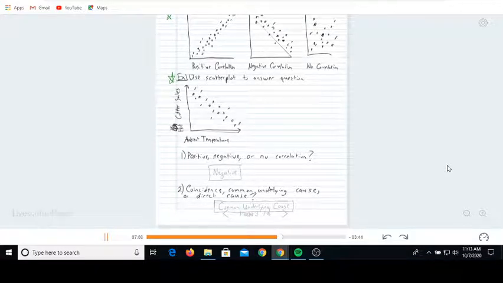So here we have ambient temperature versus hot coffee sales. Is it a positive, negative, or no correlation? Well, if we look at the data in the scatter plot, that definitely is a negative correlation. Note the downward trend of the scatter plot.